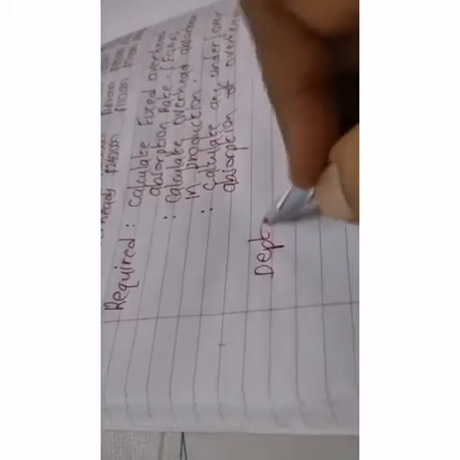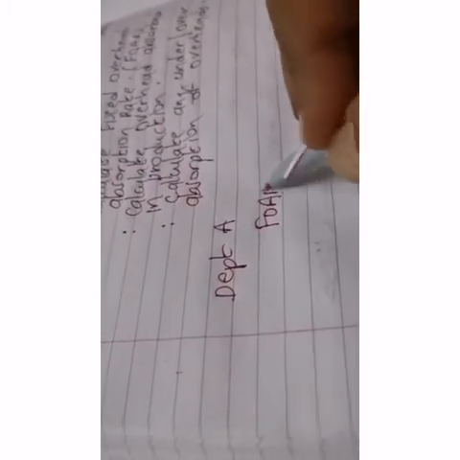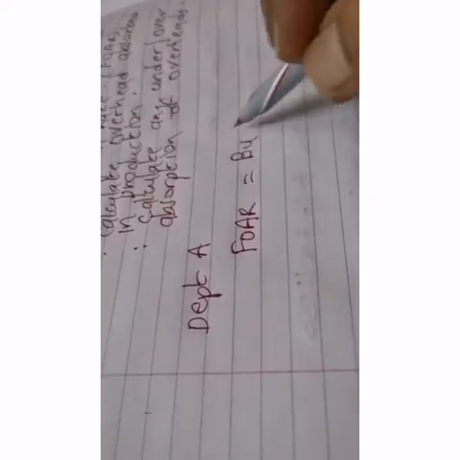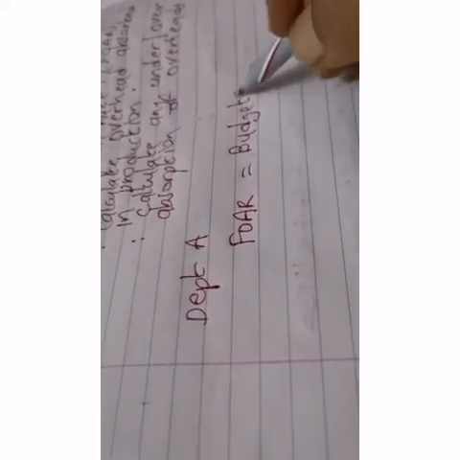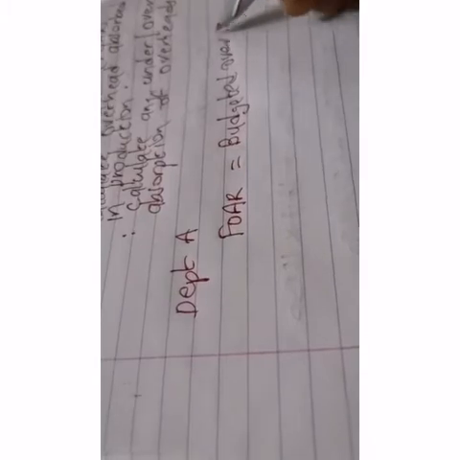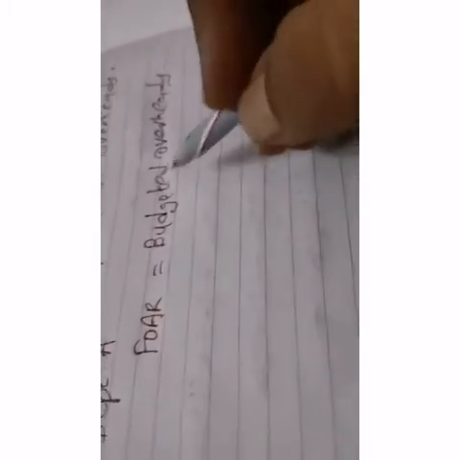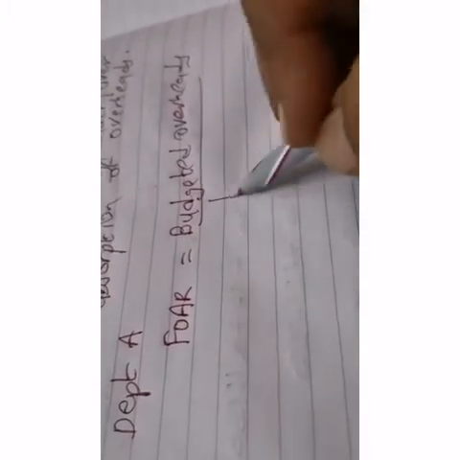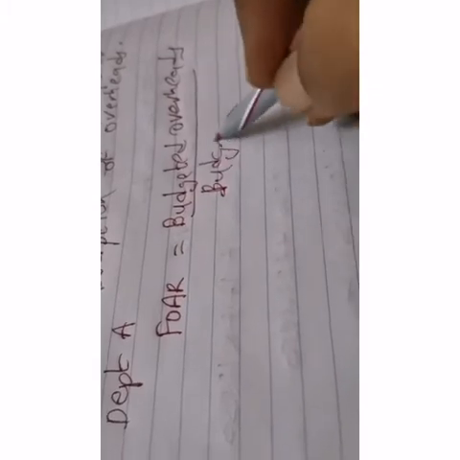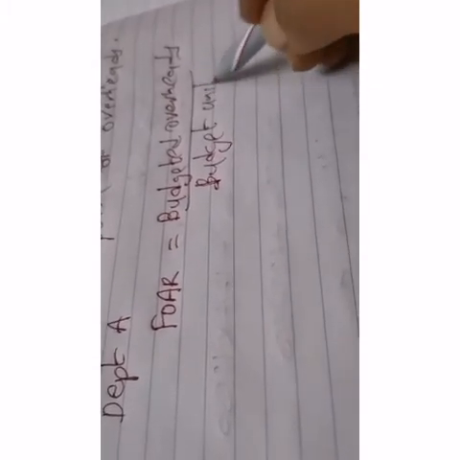Now we are going to calculate FOAR for Department A. We are going to calculate FOAR, fixed overhead absorption rate, or what we call overhead absorption rate. The formula: budgeted overheads over budgeted units. This is a formula to calculate FOAR.